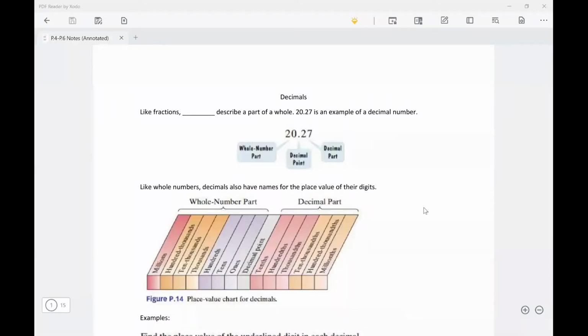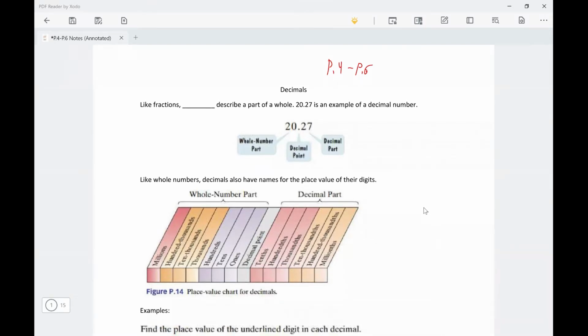Okay, so today we're going to talk about, starting with decimals, we're going to cover sections P4 through P6. So this is the very first chapter in your book. So decimals, just like fractions, decimals describe part of a whole.